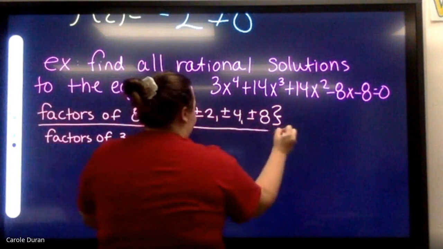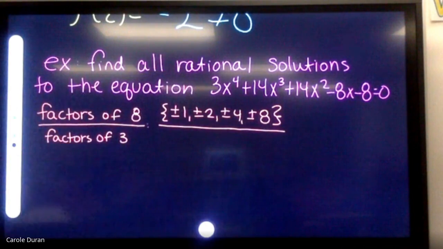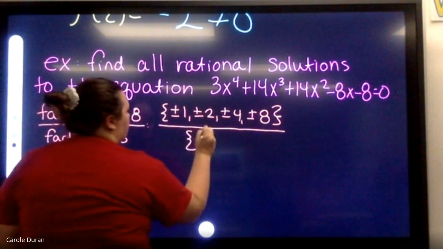What are my factors that multiply together to get 3? 1 and 3, positive and negative.